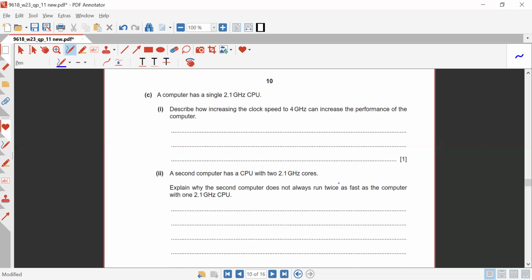Obviously, once you increase the processing speed, what will be the effect of that on the performance of the computer? Obviously 2.1 and 4 is approximately double, so it can process approximately at double the speed, or you may say in half of the time. This is the major thing, and because it is for 1 mark, you can write it will increase the processing speed, or you may write it will increase the processing speed up to double. You can write that because they have given you the values over here.